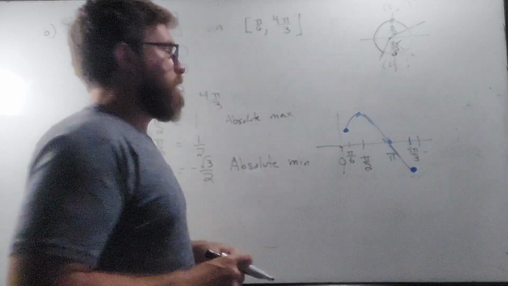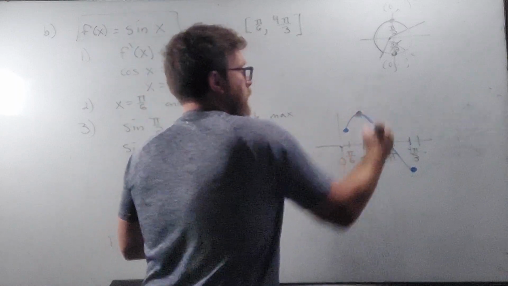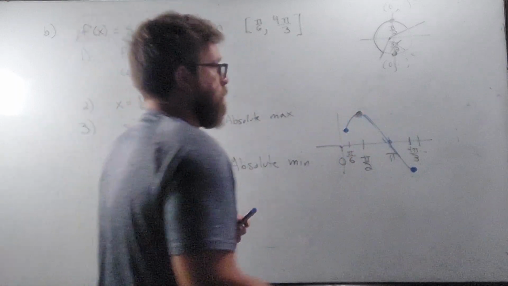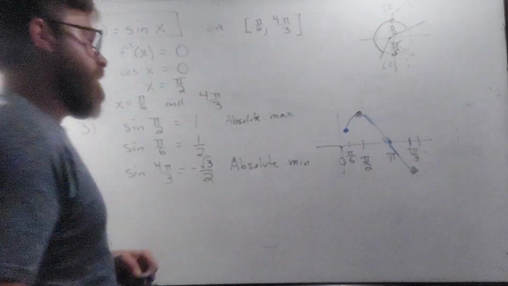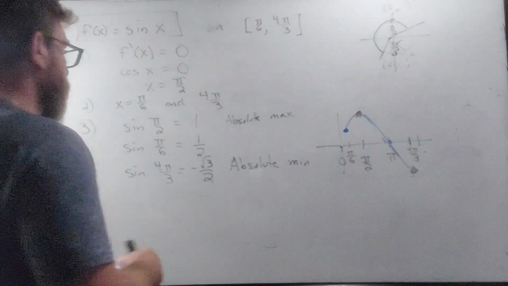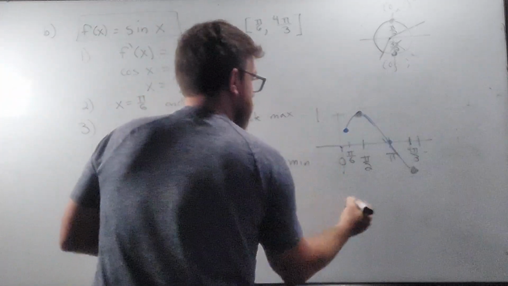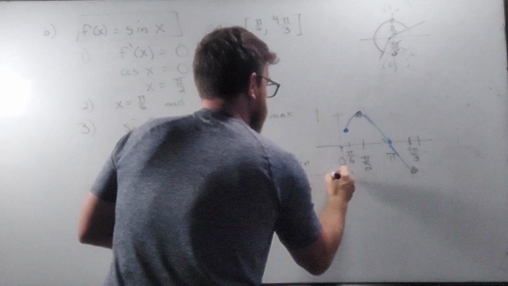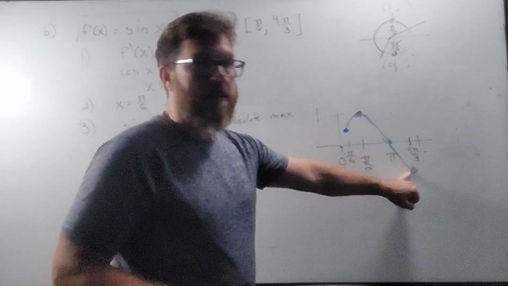And what we can see is, in this case, it was the critical value that gave us the absolute max, and it was actually the right endpoint that gave us the absolute minimum. And it's really verified through that picture. That's why we get these particular values. This having a height of 1, this having a height of minus root 3 over 2. That's why the maximum is 1 and the minimum is negative root 3 over 2.